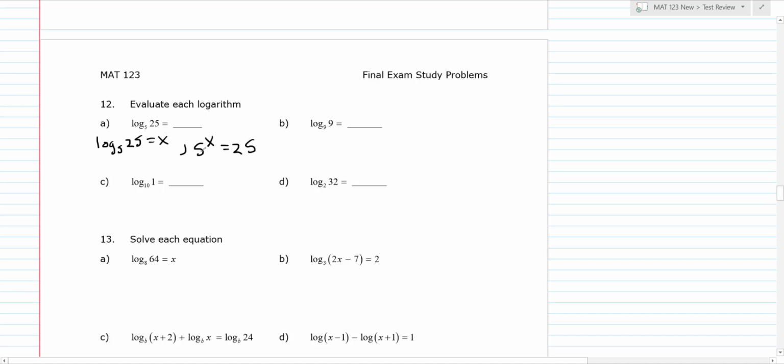Now do it in your head, or you could use your calculator to help you if you had to. 5 to the second is 25. Okay, again, 5 to the second is 25. So the answer to that log is 2.